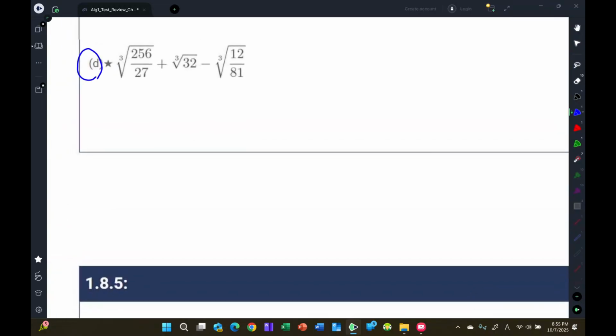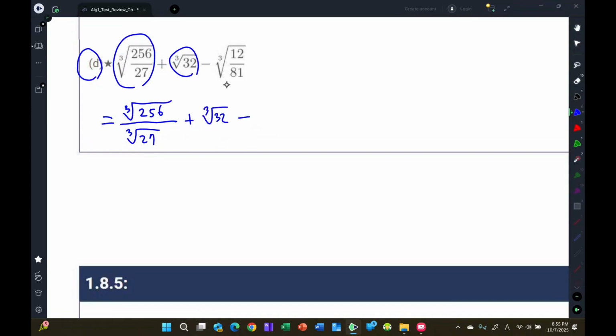All right. So again, I'm going to rewrite this as 2 separate cube roots, top and bottom. Cube root of 256 all over cube root of 27, right? Plus cube root of 32 minus cube root of 12 over cube root of, separately, 81.